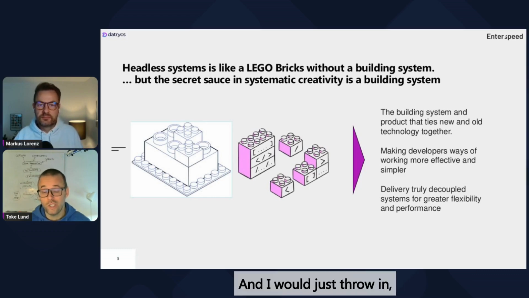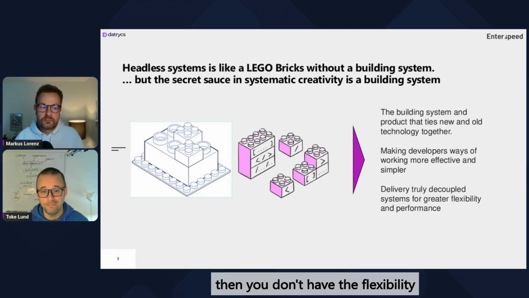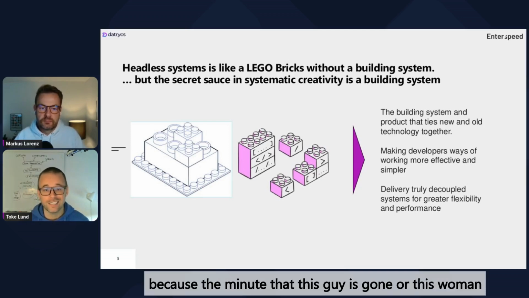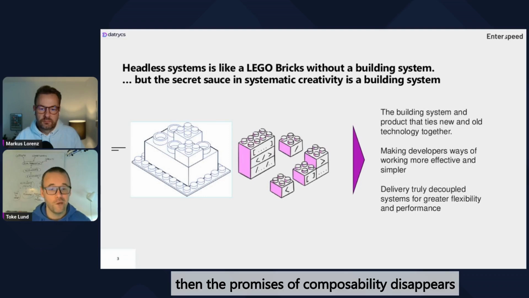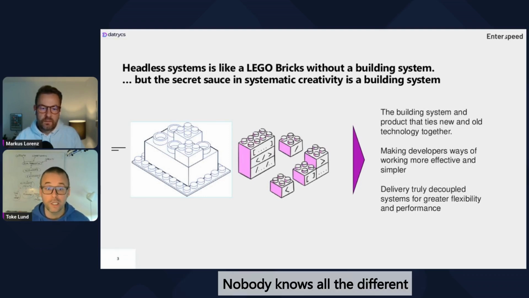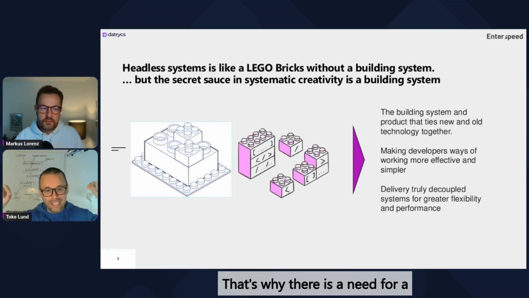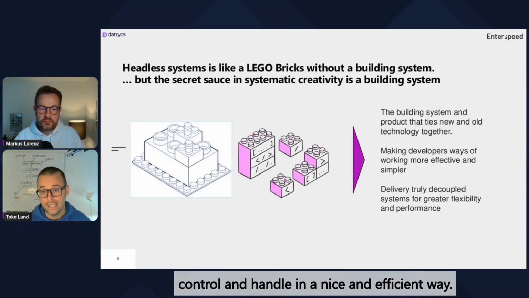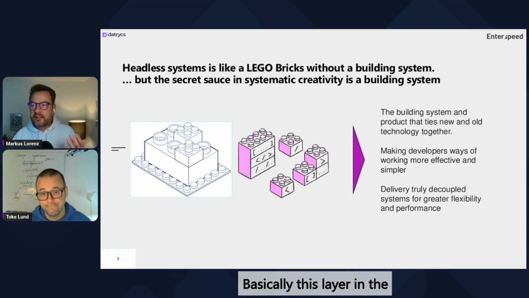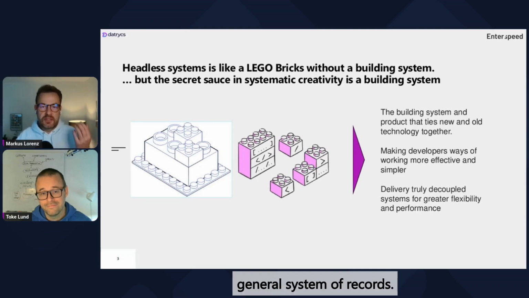Yeah, and I would just throw in, if you have somebody build a custom layer, then you don't have the flexibility, because the minute that this guy or this woman or this agency is gone, the promise of composability disappears, because it's like a house of cards. Nobody knows all the different data flows in there. That's why there is a need for a layer in the middle that you can control and handle in a nice and efficient way. And this layer in the middle is well known to everyone when it comes to a general system of record.